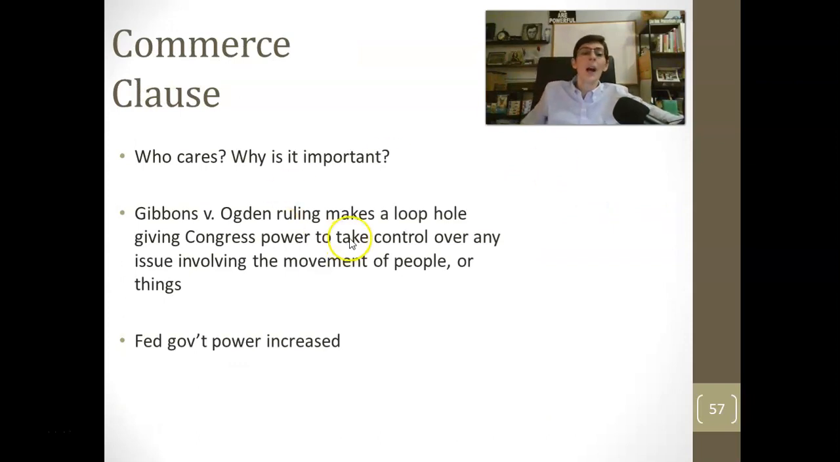Why is it important? I pretty much covered this in the previous slide, but this makes a loophole for Congress. They can take control over anything involving the movement of people or things between states or between the United States and somewhere else. The power of the federal government is massively increased here.